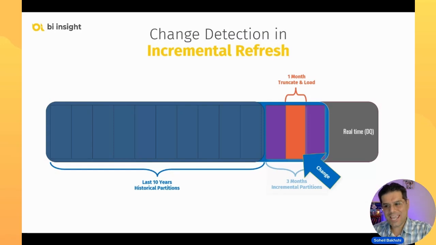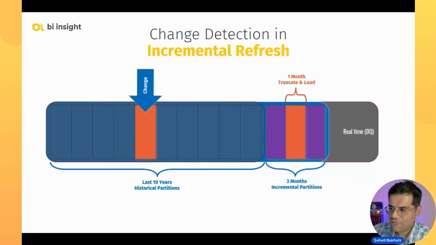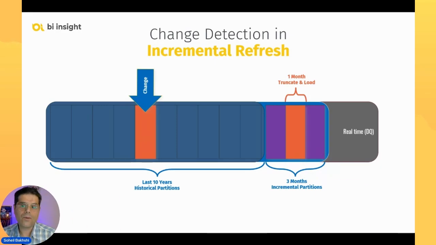Now, let me take one step further. What happens now if we detected a change in the historical range, and now all the numbers that we see in our reports are incorrect? Remember the logistics example that I gave you? After 6 months, the goods are delivered. Now, perhaps the sales amount or the order date or delivered amount would be different. We need to capture those.